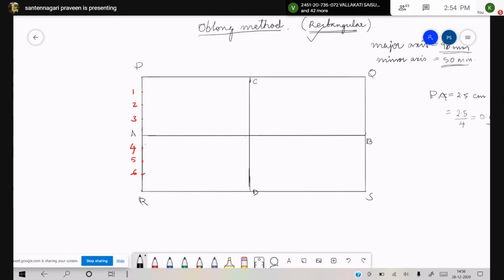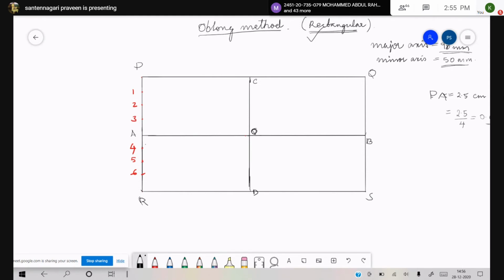Now this is your center O, where your major axis and minor axis meet. This is your point O. Similarly, your AO also should be divided into equal parts. How many equal parts? Again, same.